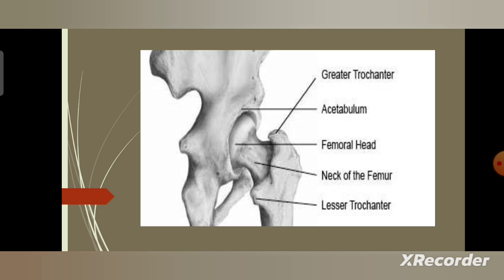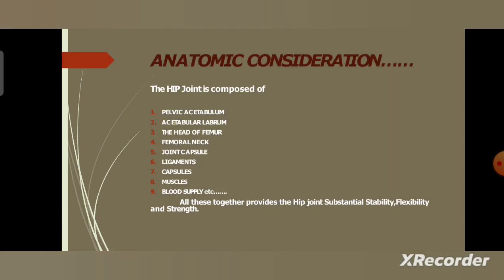So this figure represents the structure of the hip joint. The hip joint is formed by the acetabulum of the hip bone, that is the pelvic bone, and the head of the femur. Next is the anatomical consideration. The hip joint is composed of the pelvic acetabulum, acetabular labrum, the head of the femur, femoral neck, joint capsule, ligaments, muscles, blood supply, etc. And all these together provide the hip joint sustainable stability, flexibility and strength.